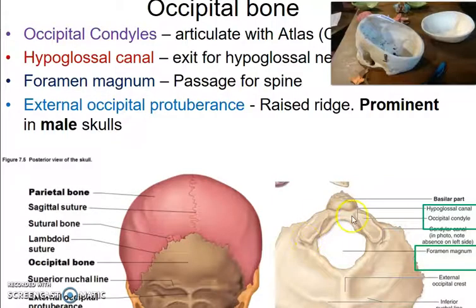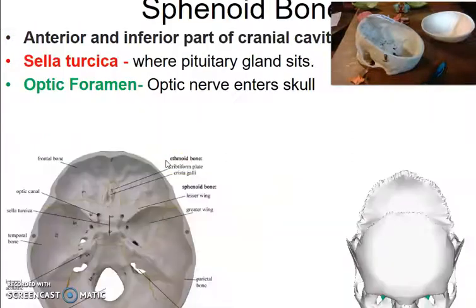So occipital condyles are these paired round structures. The occipital protuberance is this raised part right here. It's bigger in men than women. You have to know that. I'll ask you what's the difference between a male and a female skull. And nuchal lines are also bigger in men. And lastly, the hypoglossal canal is where the hypoglossal nerve exits.